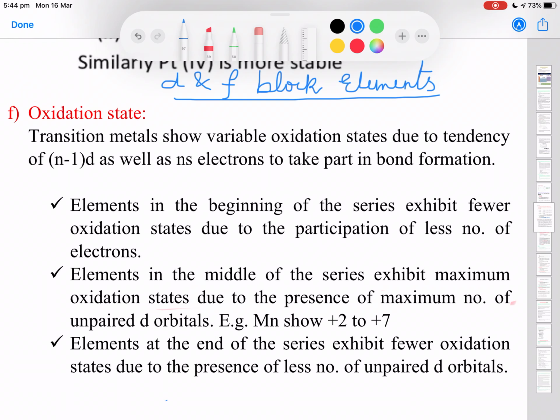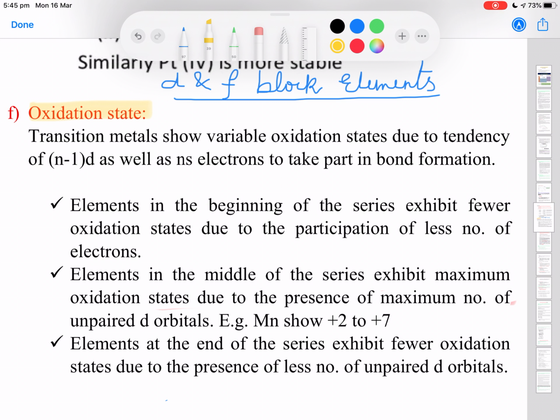Hello everyone. So we are back with D and F block elements once again. So here we are going to continue with the properties. It's a continuation of my previous videos. So we move on to next very important property of oxidation state.